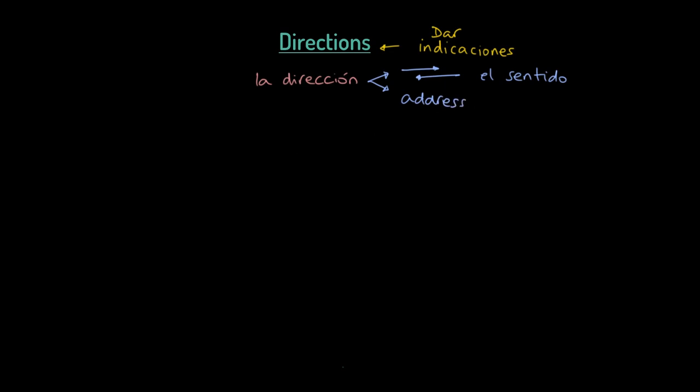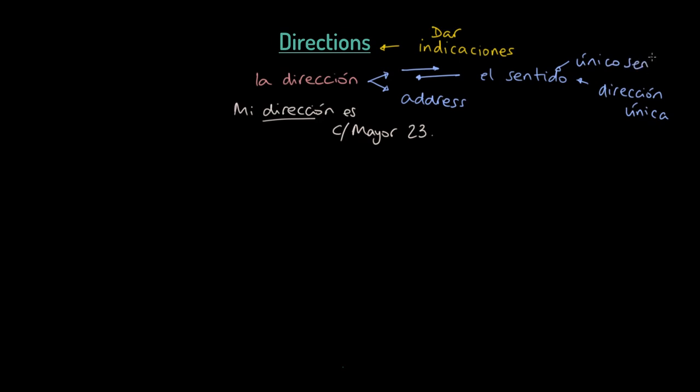Okay, so if I wanted to give my address, I could say mi dirección es, I don't know, calle Mayor 23. Okay, so dirección is also the word for address. In the sense of going this way or that way, you can find expressions like, for example, dirección única, one way, or it could also be único sentido. Okay, so these are two expressions for one way, if a road just travels in one direction.